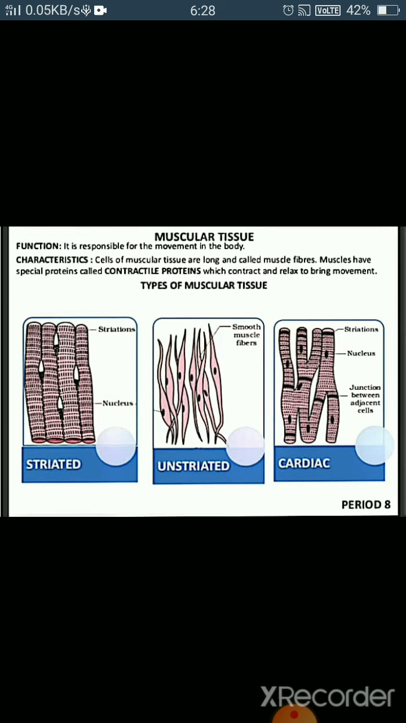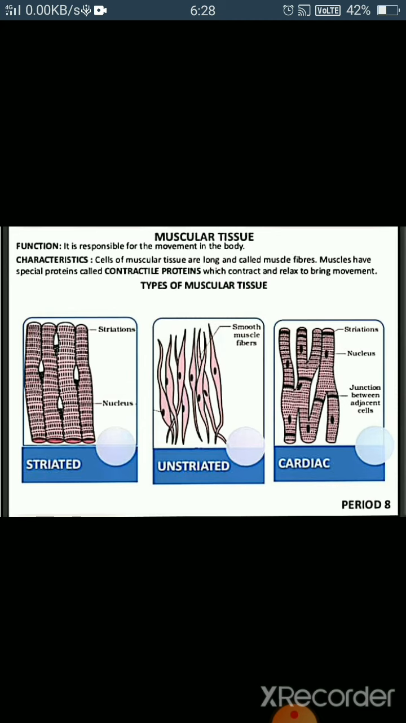They are also called striated muscles because they have light and dark bands or striations. In shape, they are mainly long, cylindrical, unbranched and multinucleate.